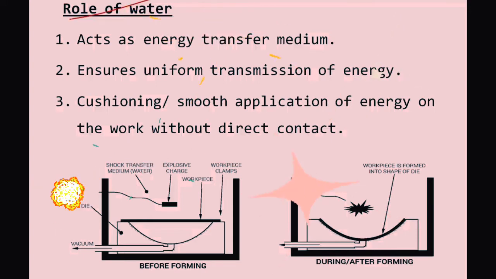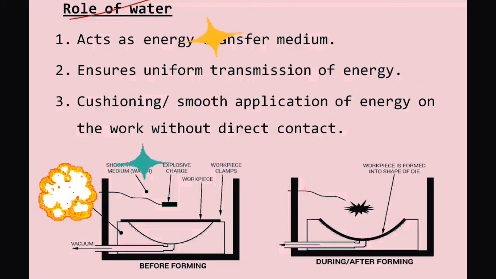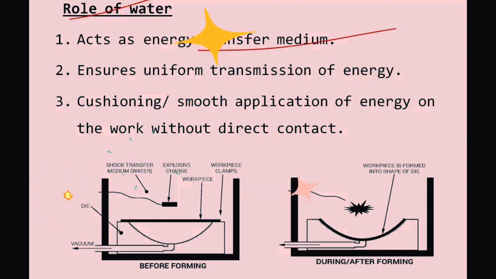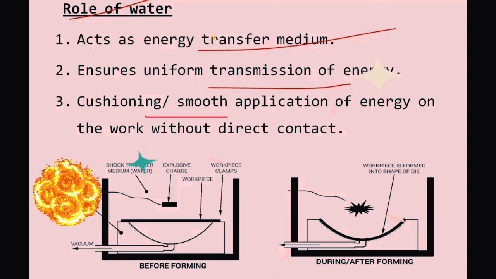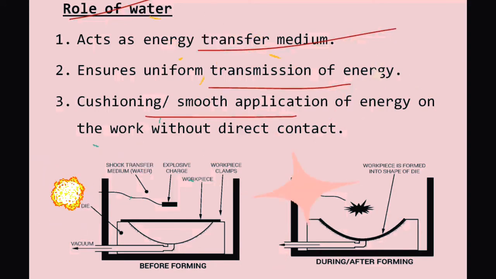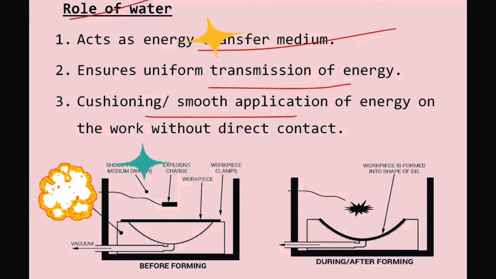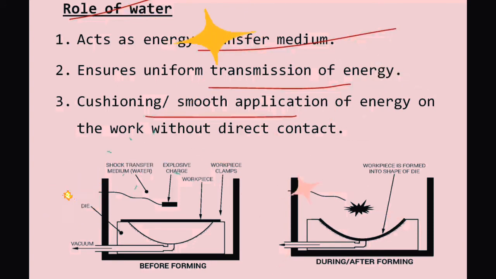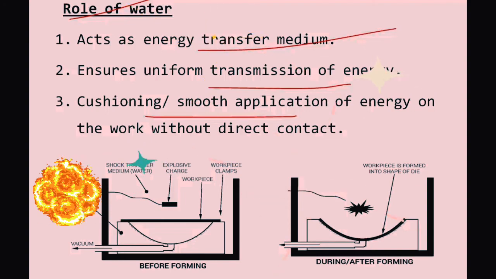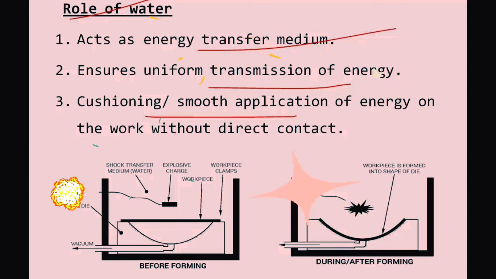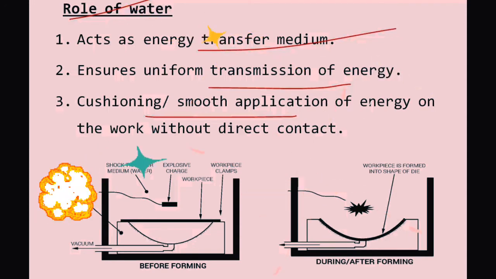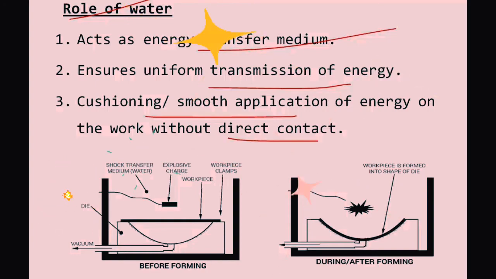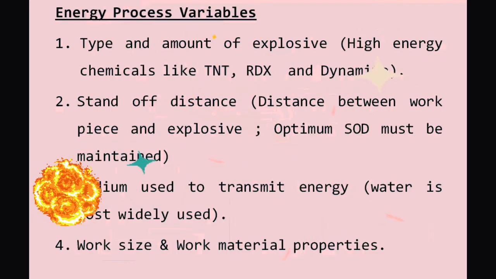So what is the role of water in this process? Water acts as the energy transfer medium and ensures uniform transmission of energy. It gives cushioning and smooth application. When you explode the explosive material, the waves act on that particular body. The explosive material does not come into direct contact with the object. So this is the role of water.